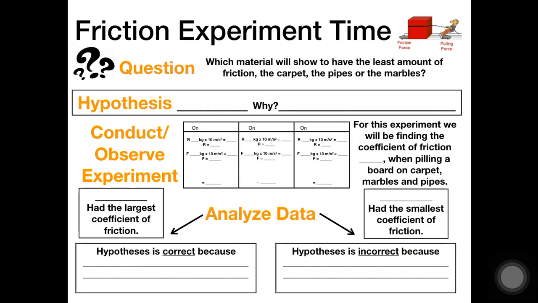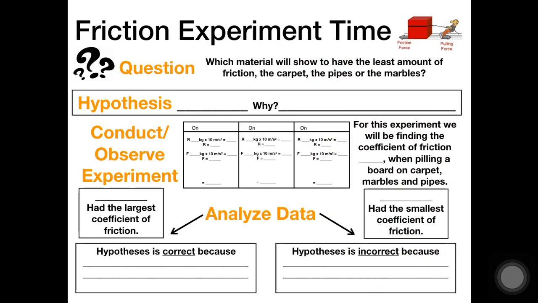The question is, which material will show to have the least amount of friction? The carpet, the pipes, or the marbles? We will be doing a friction experiment on carpet, on rolling pipes, and on marbles. Before we begin the experiment video, I would like you to fill out your hypothesis. Okay, which one of them do you think it will be? This is your hypothesis, or your educated guess on which thing you think will have the least amount of friction.